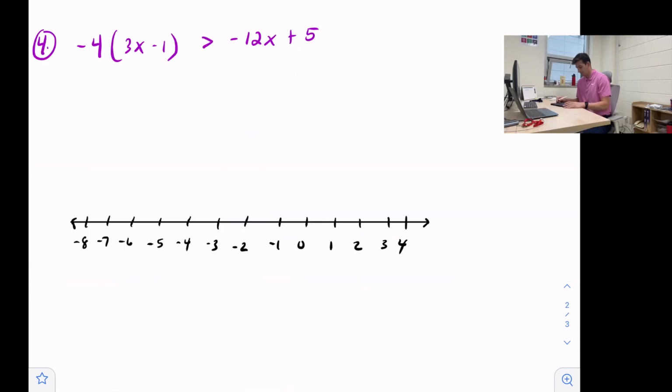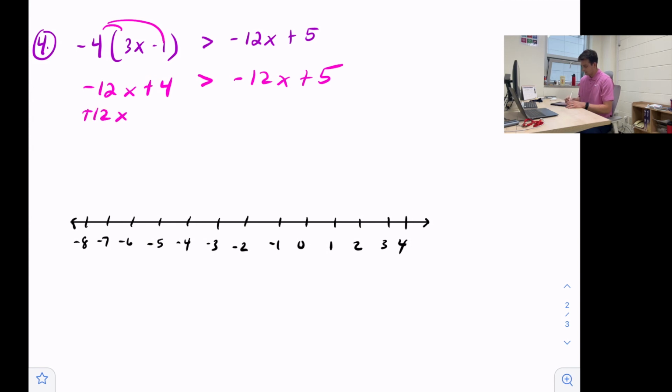All right, number 4. We have negative 4 times a quantity of 3x minus 1 is greater than negative 12x plus 5. So once again, distribute over here. Negative 12x plus 4 is greater than negative 12x plus 5. When we go to add our x terms, or combine them, they both cancel.